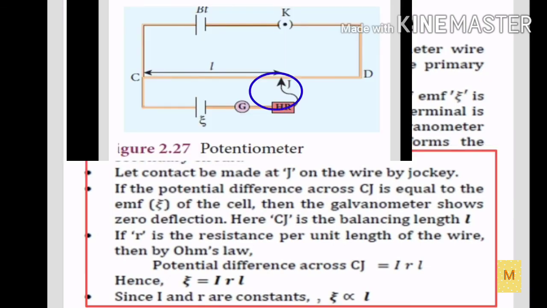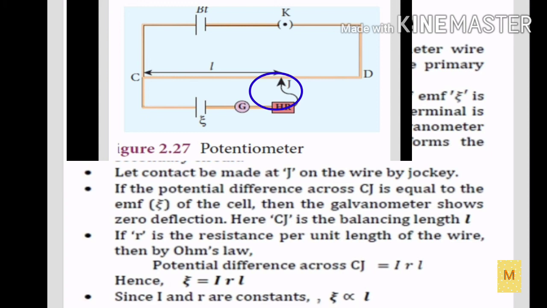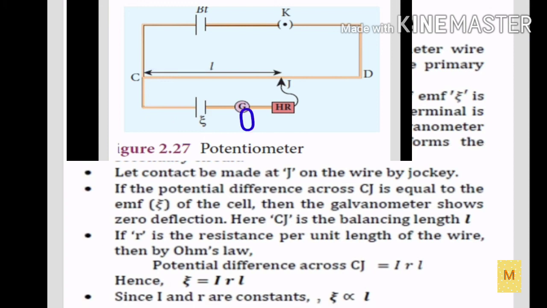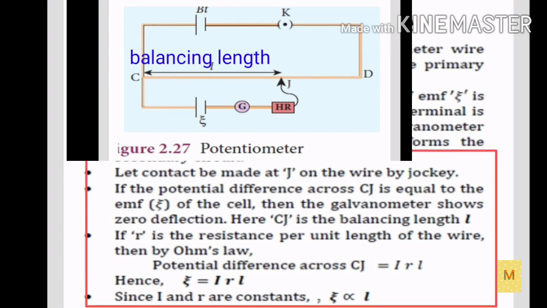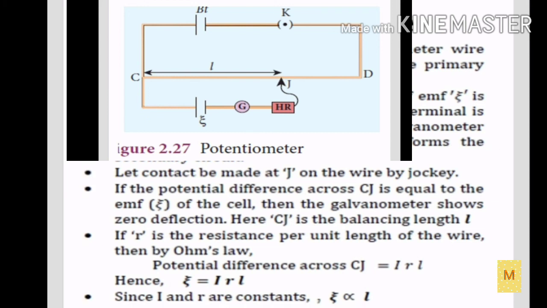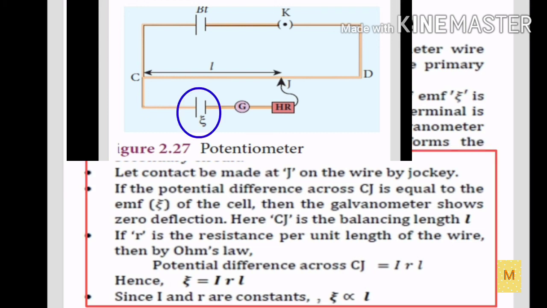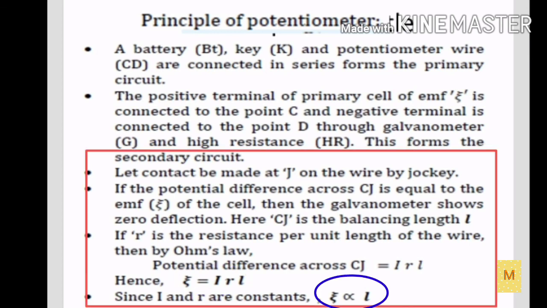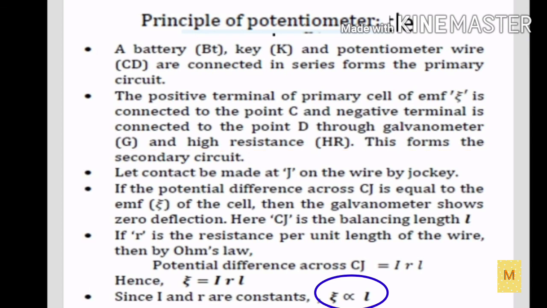Let contact be made at J on the wire by a jockey. If the potential difference across CJ is equal to the EMF psi of the cell, then the galvanometer shows zero deflection. Here CJ is said to be the balancing length, which is represented by the letter small l. If r is the resistance per unit length of the wire, then by Ohm's law, the potential difference across CJ can be written as I into r into l, which means that psi is equal to I r l. So we can write psi is directly proportional to l, which means that the EMF of the cell is directly proportional to the balancing length.